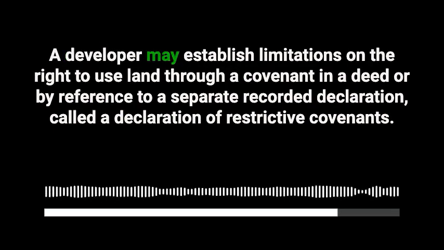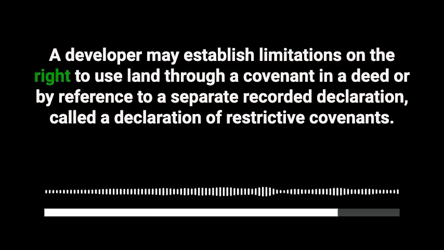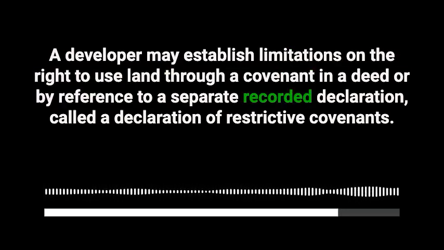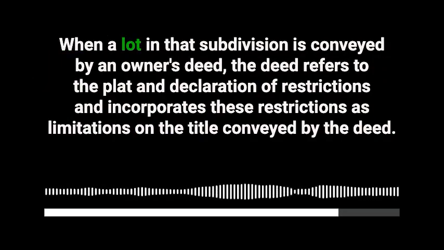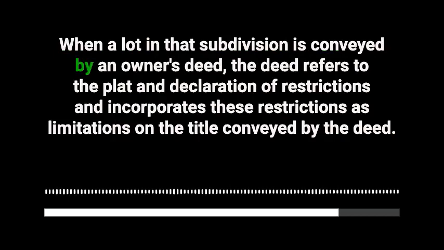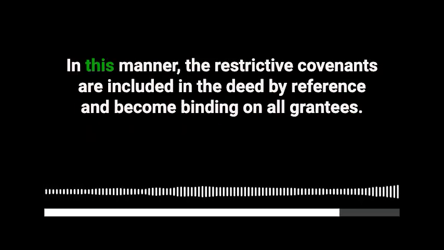A developer may establish limitations on the right to use land through a covenant in a deed or by reference to a separate recorded declaration, called a declaration of restrictive covenants. When a lot in that subdivision is conveyed by an owner's deed, the deed refers to the plat and declaration of restrictions, and incorporates these restrictions as limitations on the title conveyed by the deed. In this manner, the restrictive covenants are included in the deed by reference, and become binding on all grantees.